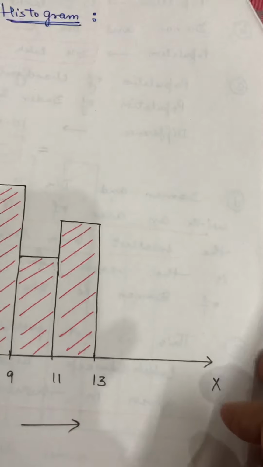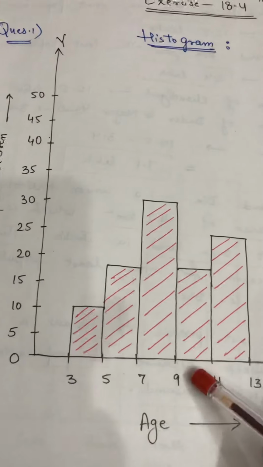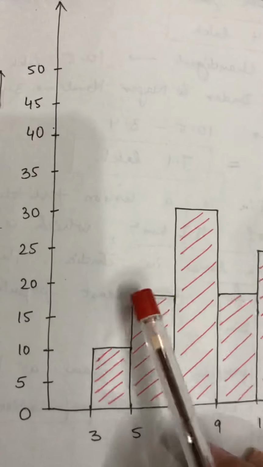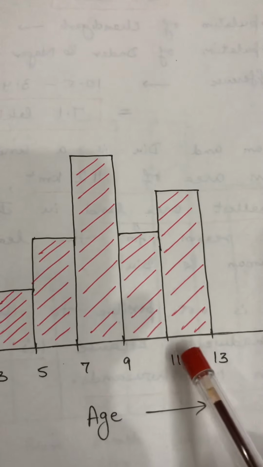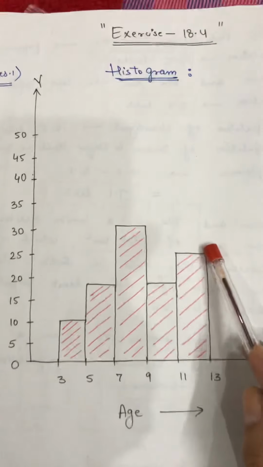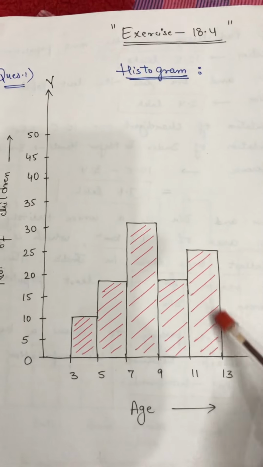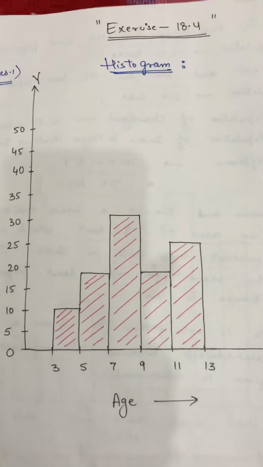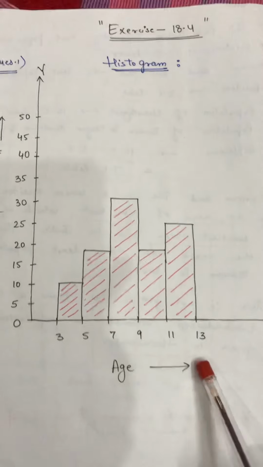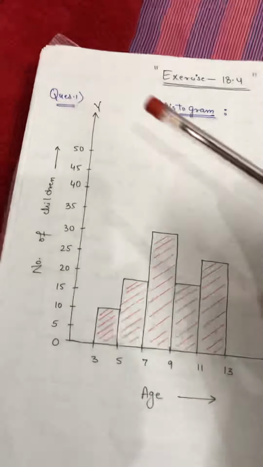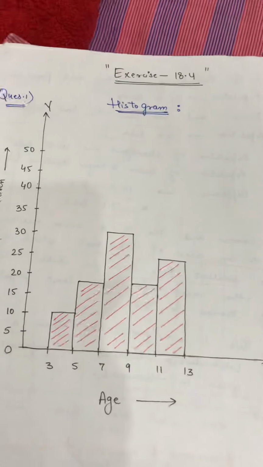Next is 9 to 11, that is 19, so it will come below 20. 11 to 13 is on 25. Okay, and write down the heading here. These are the number of children and these are the ages. This is the x-axis, y-axis and origin.